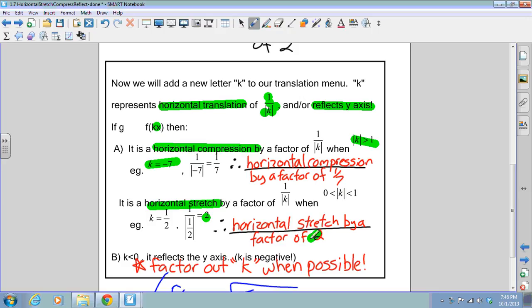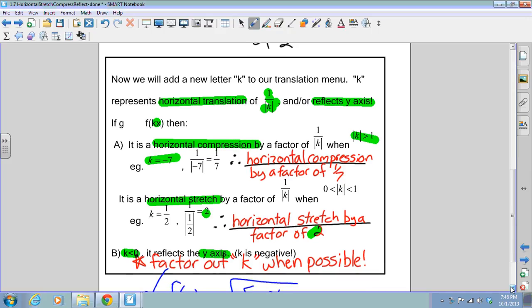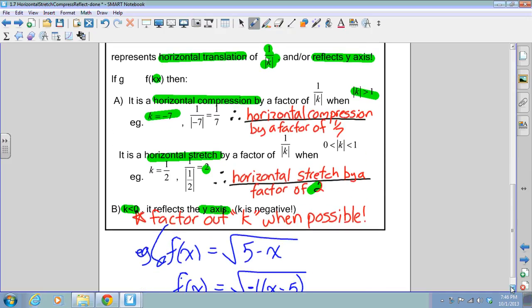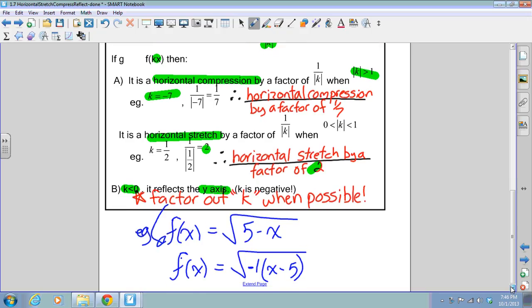Okay? And the last part to remember, folks, is if k is less than 0, i.e. it is negative, then it's going to reflect over the y-axis. All right? The other part I want you to write down is that sometimes in your equations the k part is not factored out, so you need to factor it out. So always factor out k when possible. I have many people on their unit test that tend to miss that, so please make sure you remember to do that. Here's an example where you need to factor out k.